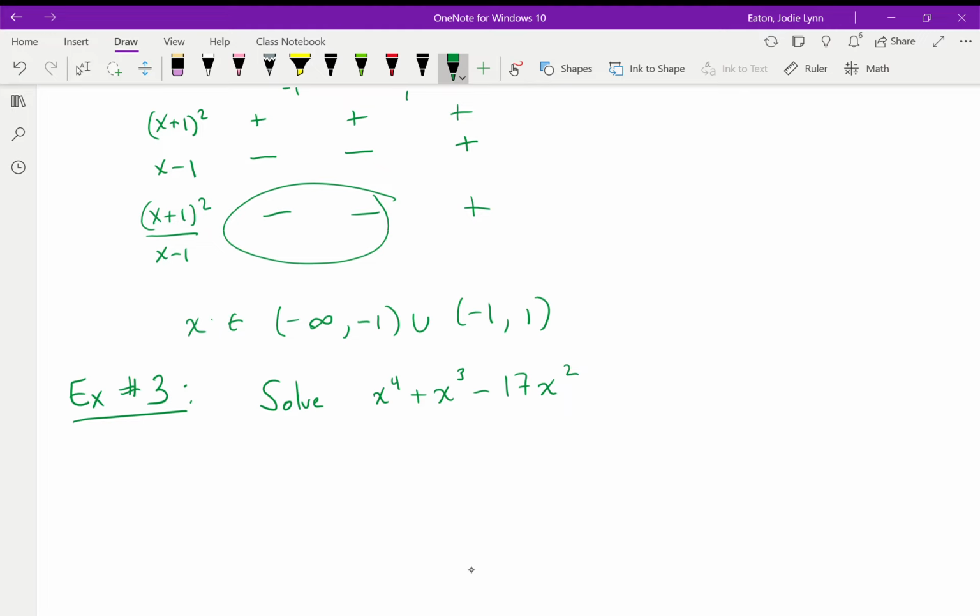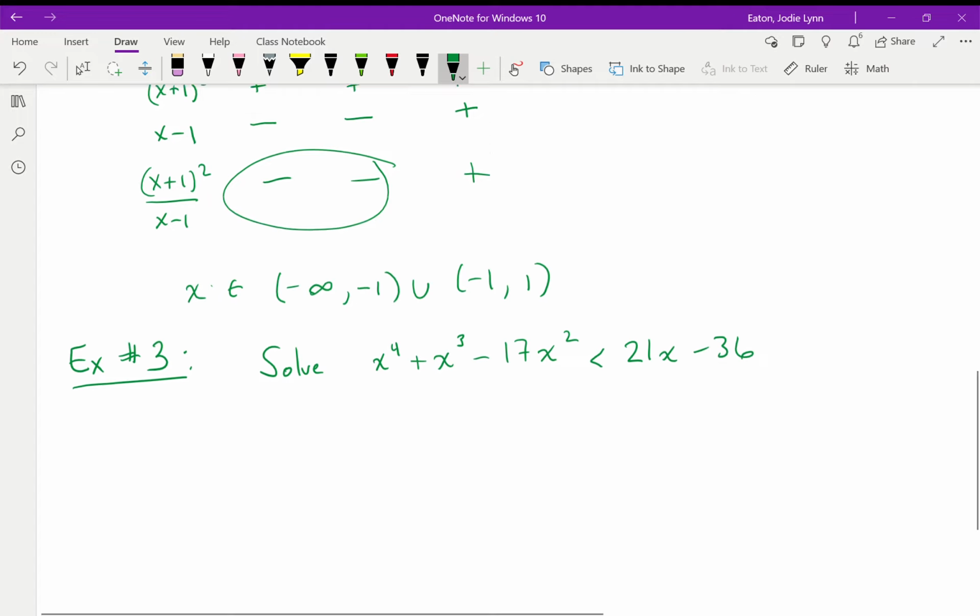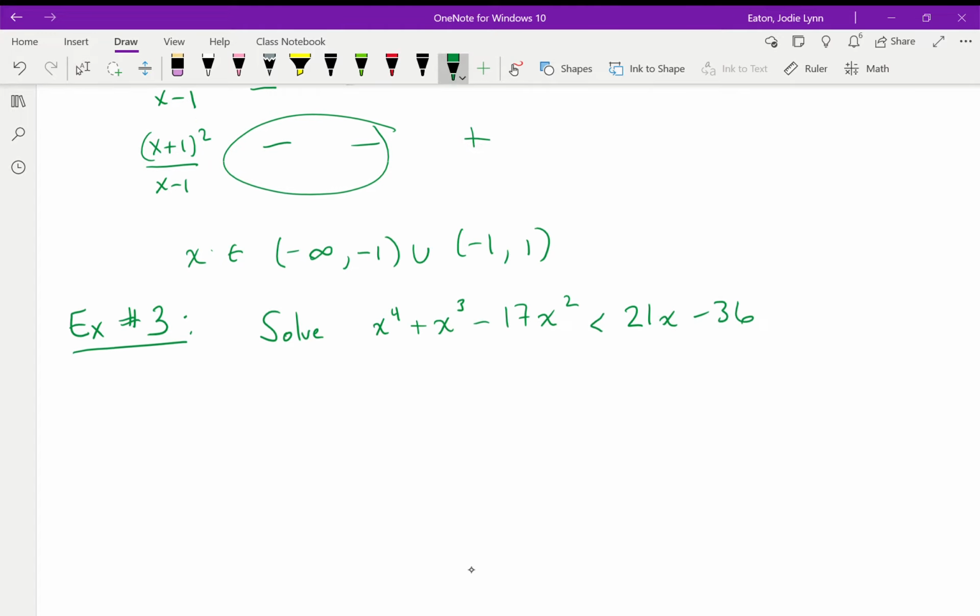So we've got x to the 4th plus x to the 3rd minus 17x squared less than 21x minus 36. So we want to solve an inequality. The first thing we have to do, as with any inequalities, is find where we're going to be. Let's get everything on one side, and then we'll find where we're crossing 0. Where are the roots of the expression that we have? Once we find those roots, we will be able to use them to determine which intervals we should be looking at for positive and negative, because we can only switch from being positive to being negative at the roots. So let's rearrange everything.